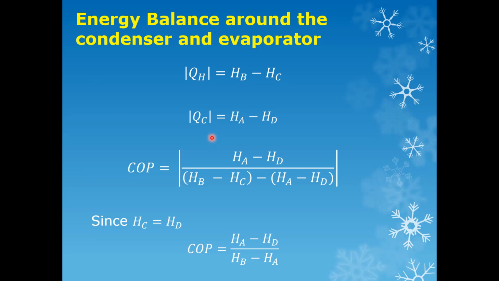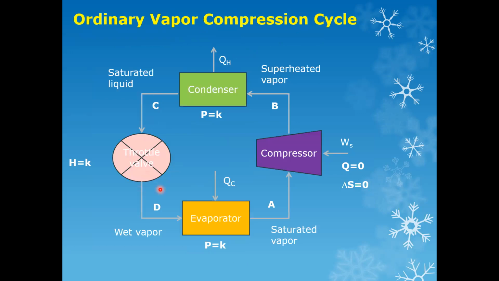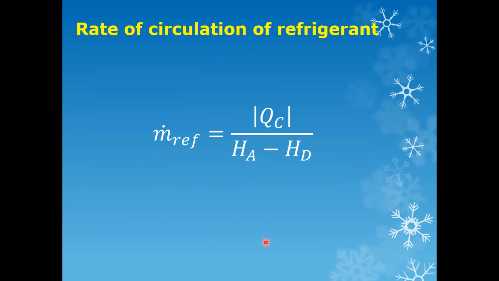And for the COP, using the same equation as a standard vapor compression, but since HC is equal to HD, this is isenthalpic. Our COP becomes simplified to this equation. And we also use the same equation for the mass flow rate of the refrigerant.